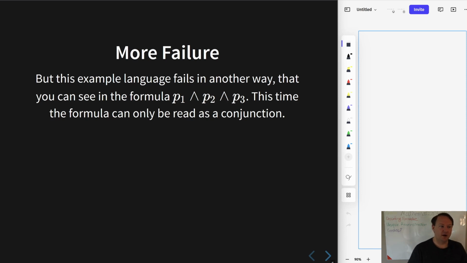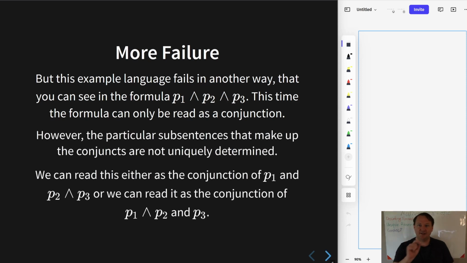But there's another form of failure of uniqueness, which is which sentence is the subsentence. So here, take P1 conjunction P2 conjunction P3. Well, here we can say that this is a conjunction. There's no doubt about it, right? If it was constructed one way or another way, in both cases, it was most recently constructed by a conjunction. The failure of uniqueness is which sentences are the subsentences that were used in that construction step. So in one case, it could be P1 on the one hand and P2 conjunction P3 on the other hand, or P1 conjunction P2 on the one hand and P3 on the other.